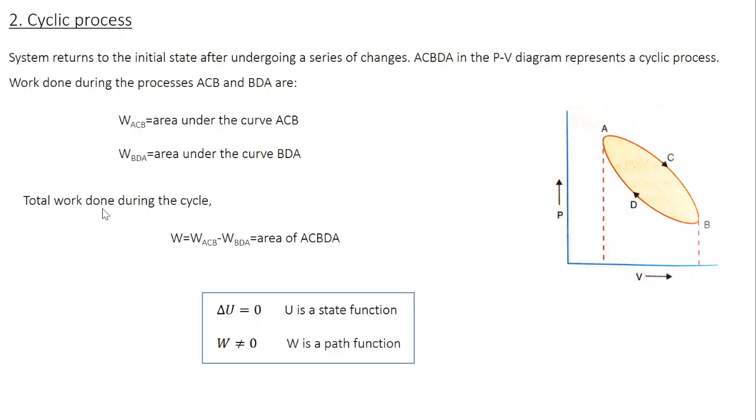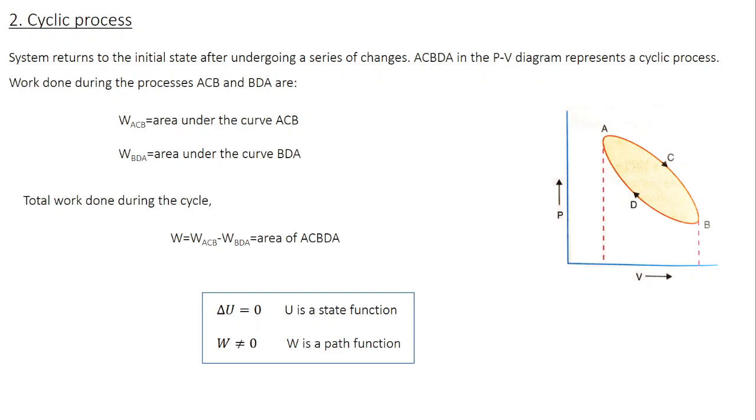And what is the total work done during the cycle? Total work is the sum of these two. So this is WACB plus WBDA. Since WBDA is the negative work, I put a minus sign here. WACB minus WBDA, which is nothing but the area of the shaded region. This is the area enclosed by the cycle ACBDA.